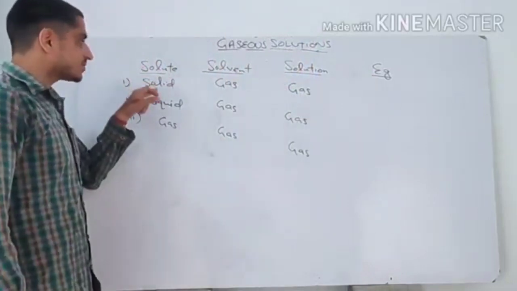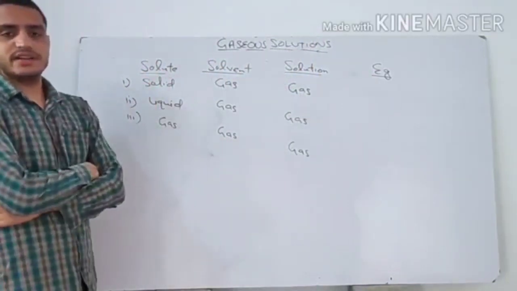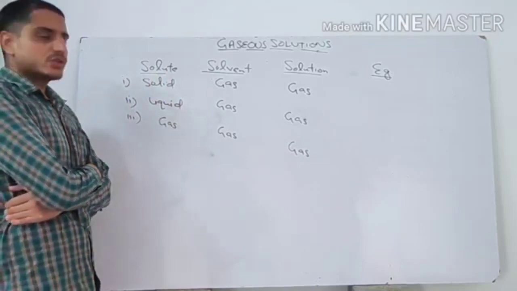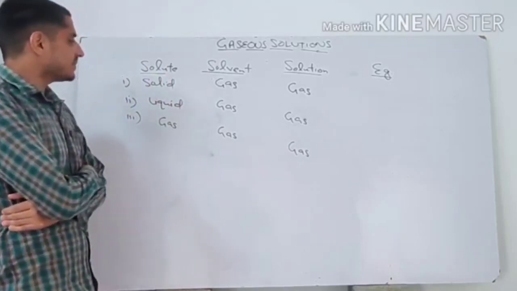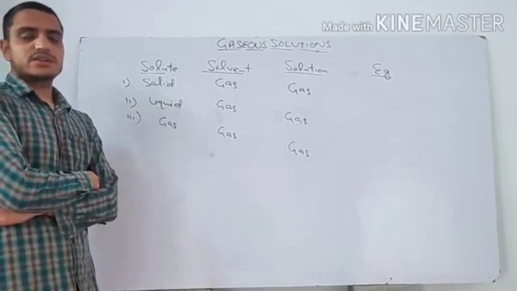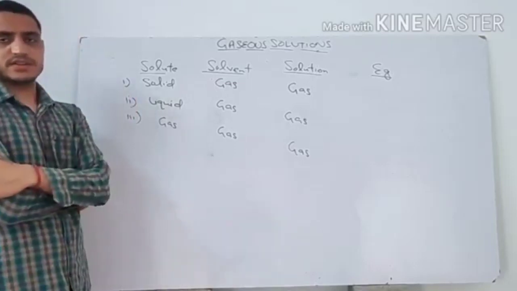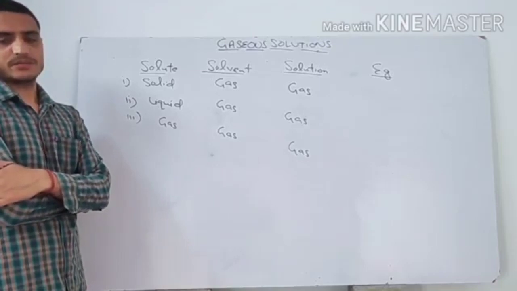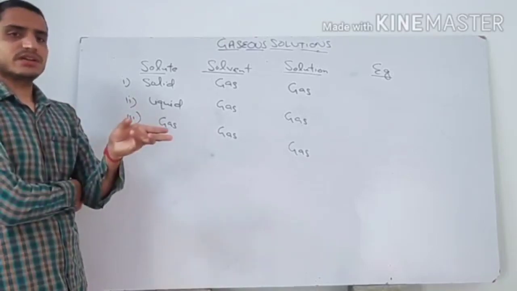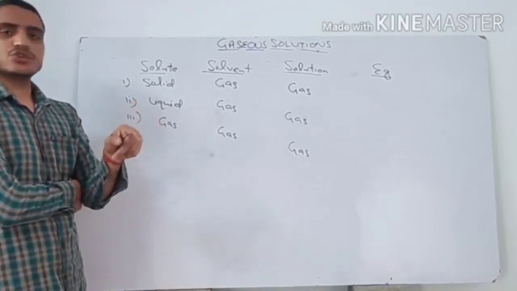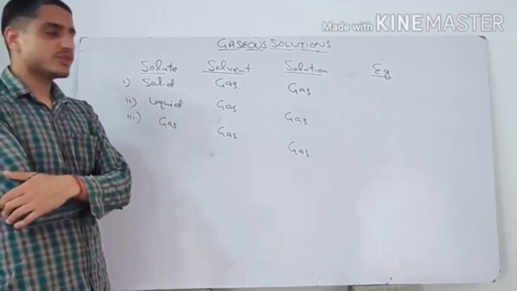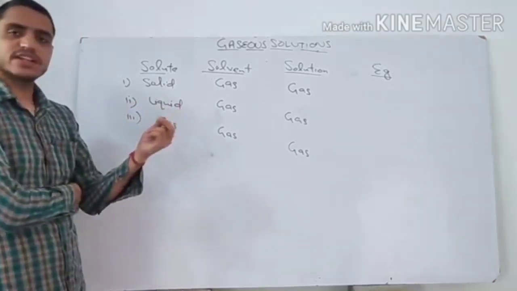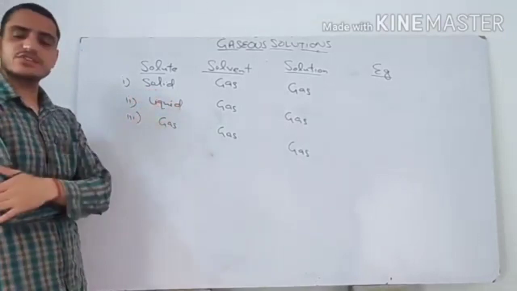Clear? For example, solid in gas. There are many examples in which a solid is mixed in a gas. For example, camphor. Camphor is a solid. It can make a solution with nitrogen gas. That can be an example of solid in gaseous solutions.